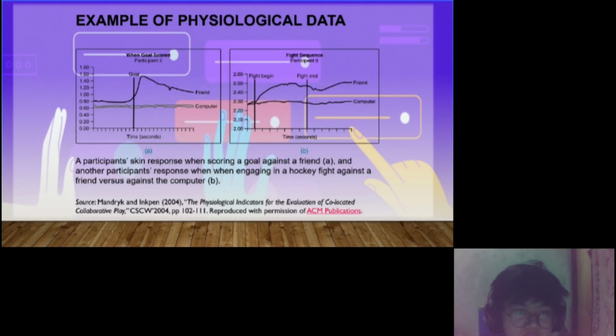Example of physiological data. A participant's skin response when scoring a goal against a friend, A, and another participant's response when engaging in a hockey fight against a friend versus against the computer, B. As you can see, playing with another person rather than a computer would make scoring the goal even more satisfying. You would also tell that the time it takes for them to react has increased on a larger scale when fighting against their friend rather than fighting against a computer.